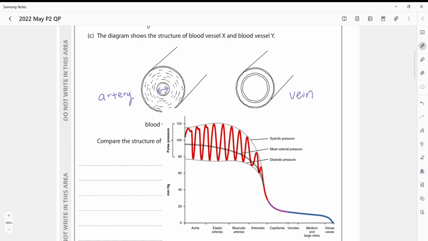And another difference, and you can't really see it on this diagram, is that your veins contain valves. So valves prevent backflow of blood.